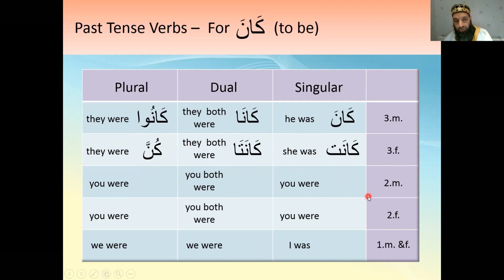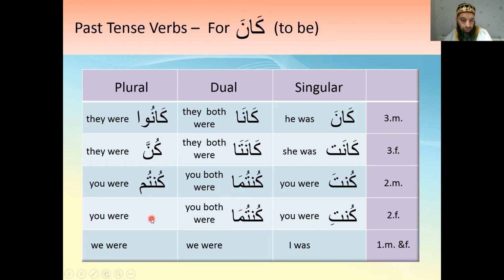What's this one? Kunta. This one? كنتما Kuntuma. كنتم Kuntum. This one? كنتي Kunti. كنتما Kuntuma. كنتن Kuntunna. كنت Kuntu. كنا Kunna. Right, so can you see even this kunna has become joined like that. And this one, so this is the table for the weak verb kana.